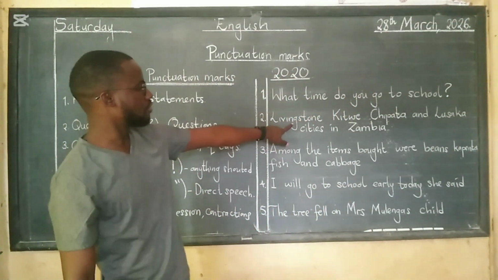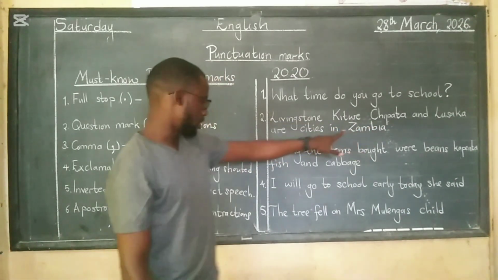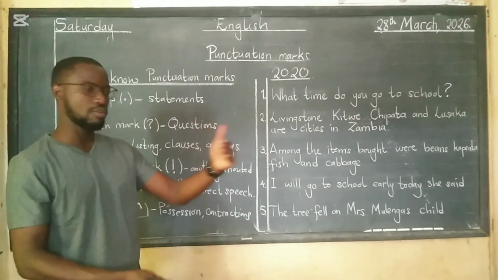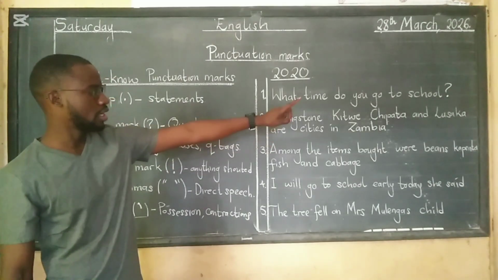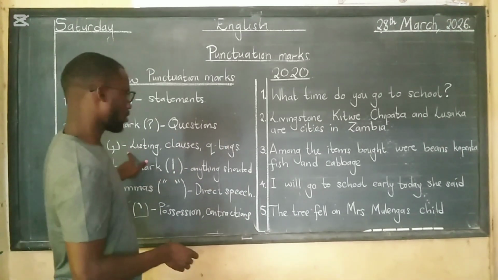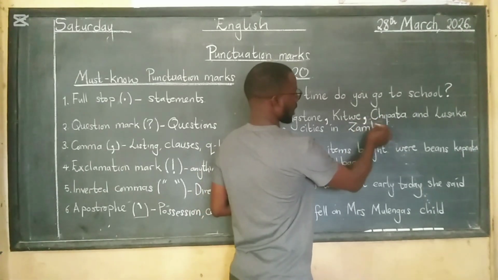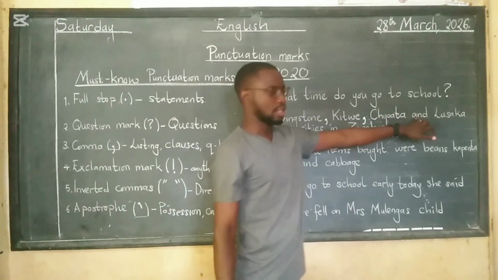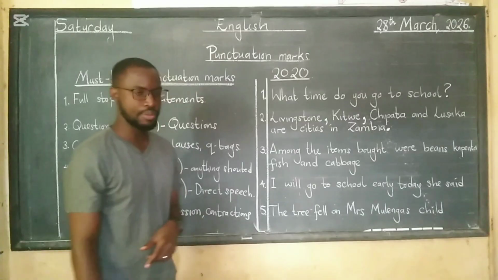Then number two, Livingstone, Kitwe, Chipata, and Lusaka are cities in Zambia. This is what I was talking about, a listing where they have mentioned a number of things. So here they have mentioned districts, there's Livingstone, Kitwe, Chipata. To separate these, we use the comma. So Livingstone, comma, Kitwe, comma. Then in between Chipata and Lusaka, we don't put anything because there's the and. Then at the end of the sentence, of course, we put the full stop or the period.